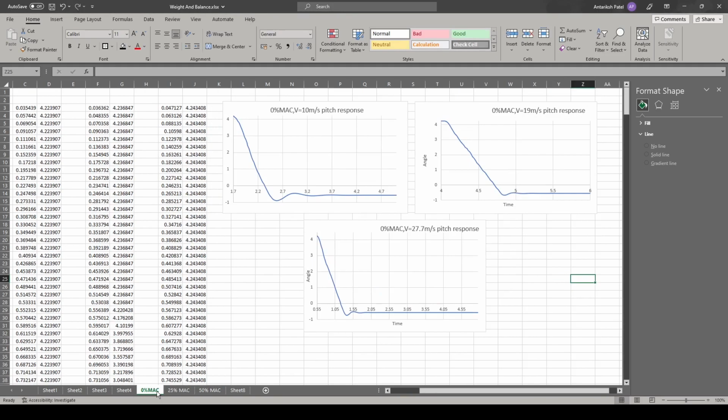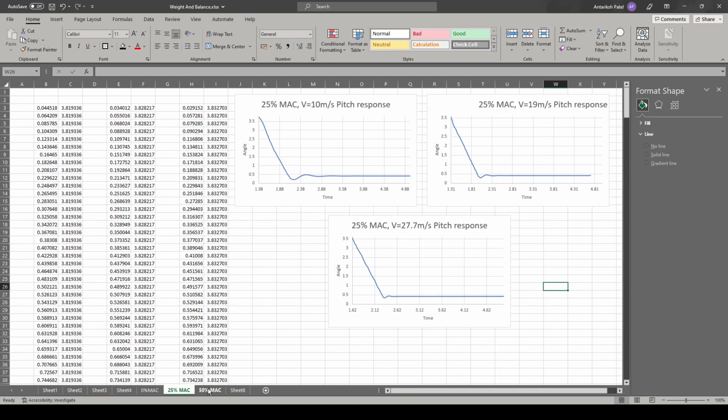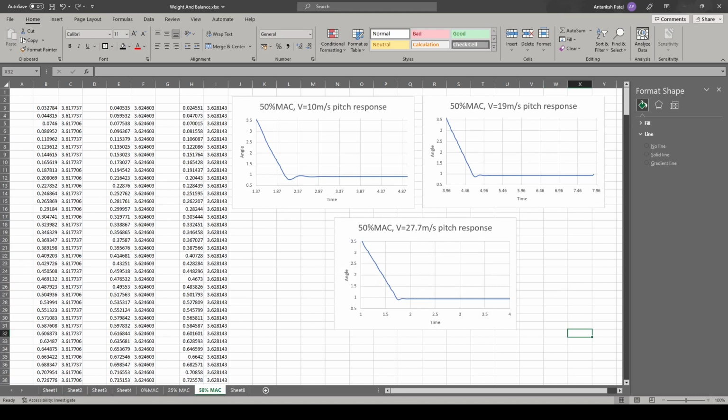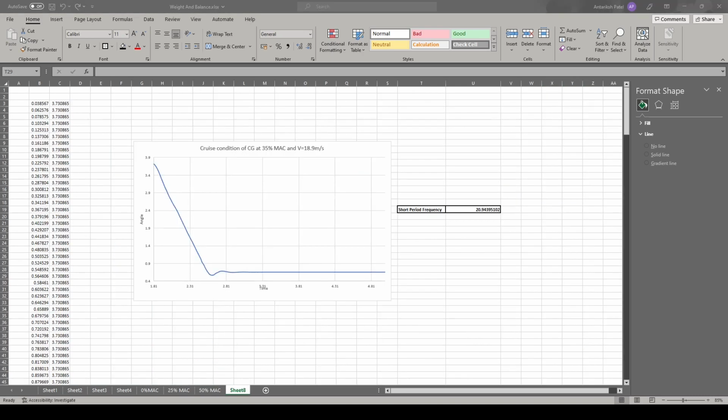As well as this, as mean aerodynamic chord increases, so does the minimum angle of attack for the given velocity. This is shown here for 0 mean aerodynamic chord, here for 25, and here for 50.